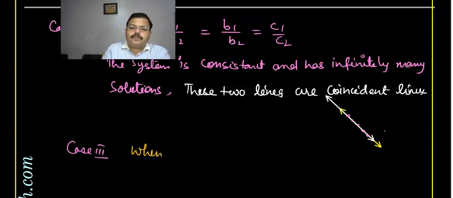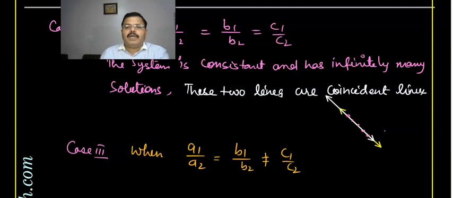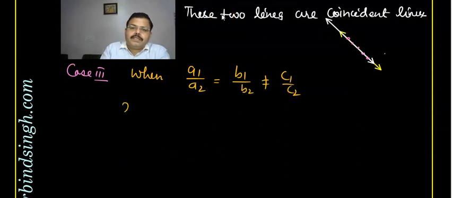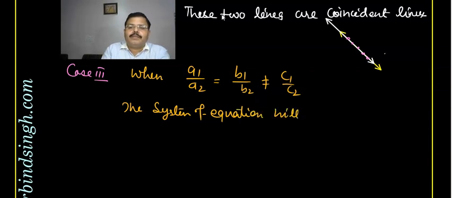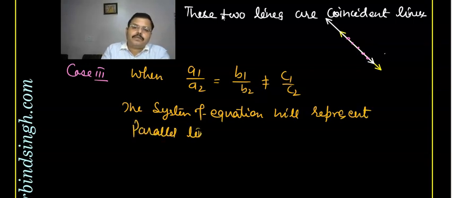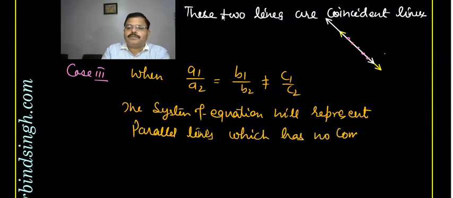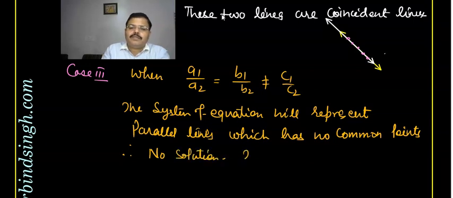Case 3, when A1 by A2 is equal to B1 by B2 but not equal to C1 by C2. In this case, the system of equations will represent parallel lines which have no common points and therefore no solution. There is no solution. This system of equations is called no solution, right?